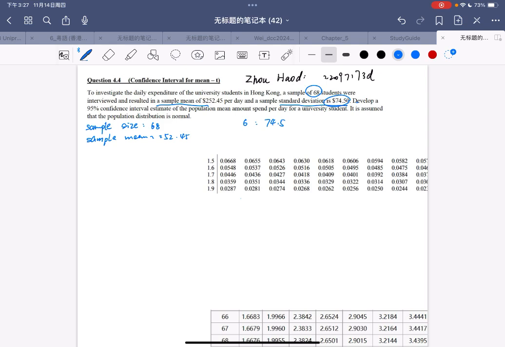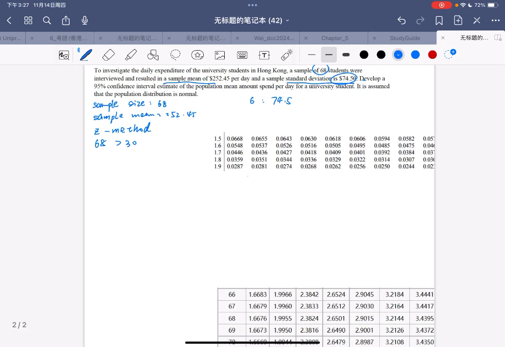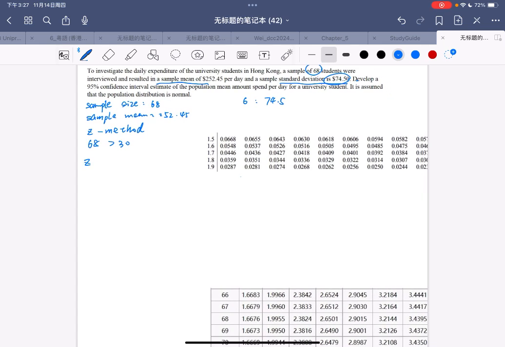Now we need to calculate the 95% confidence interval. So we use the Z method first. Because the sample size is 68, larger than 30, we can use the Z method to calculate the confidence interval. Firstly, we find the Z value in the statistical table. The value for 0.025 is 1.96.